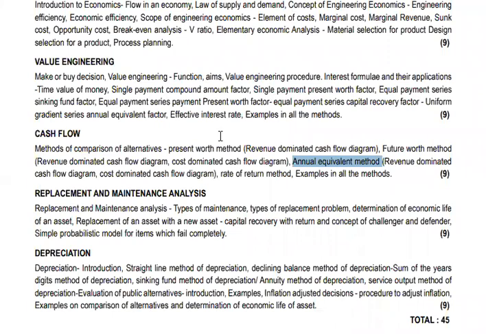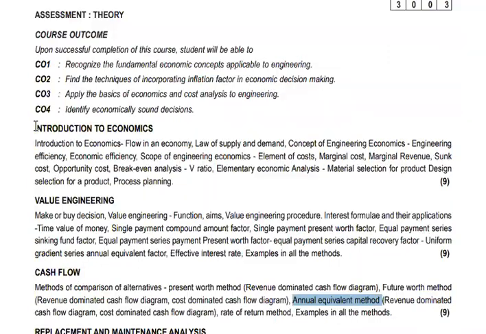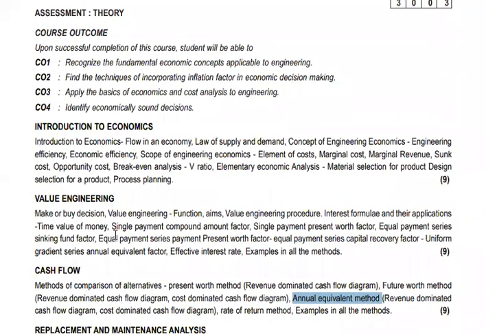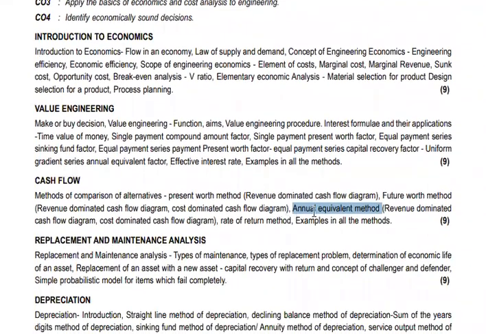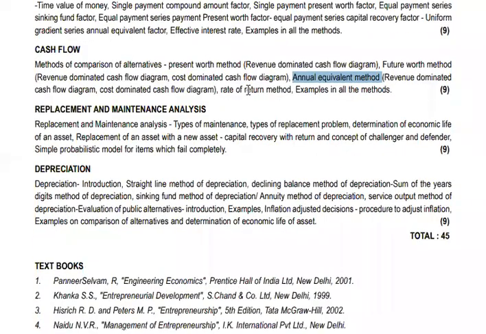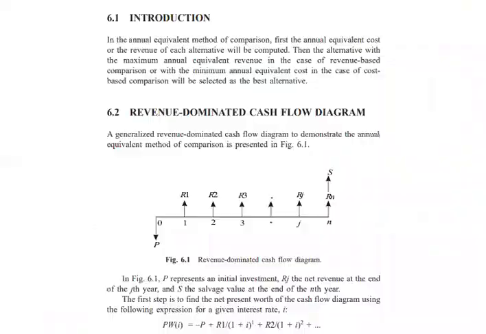So in this session, in engineering economics, we will see about the annual equivalent method under the third unit, cash flow. In the annual equivalent method, we will see about a revenue dominated cash flow diagram and also a cost dominated cash flow diagram. I'm using the prescribed textbook as in the syllabus, the Paneer Selvam R.